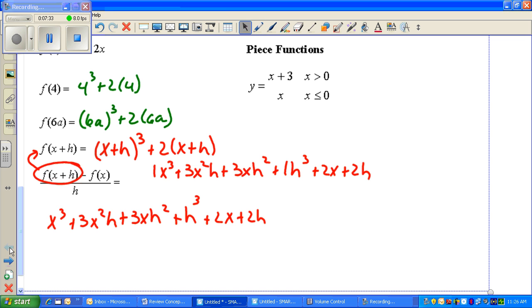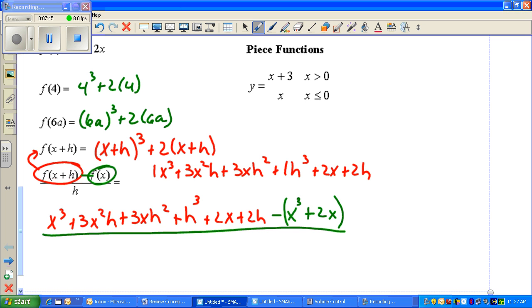Now I'm going to subtract the function. And if I recall, my function was x cubed plus 2x. That's incorrect, because I need to remember to subtract the entire function, not just part of it. All of this is divided by h. Distributing by negative, x cubes are going to cancel. Remember, lots of things are going to wipe each other out here.